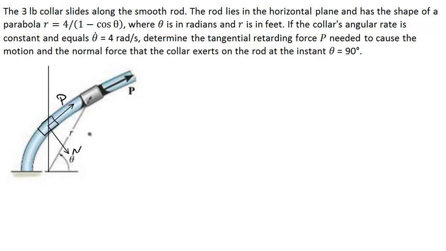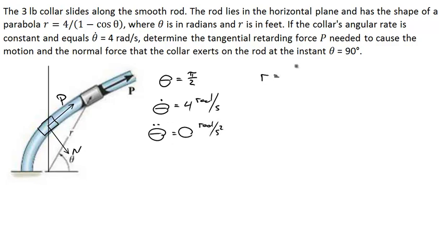The first thing I do when I see a problem like this is make a table of everything that I know. I know theta is equal to pi over 2, for example, and theta dot is given to us as 4 radians per second. And it's telling us that the angular rate is steady, which means the angular acceleration, theta double dot, is 0 radians per second squared. And I know the equation for r is 4 over 1 minus cosine theta, and if I plug in a value, theta is pi over 2, I come up with r equal to 4 feet.